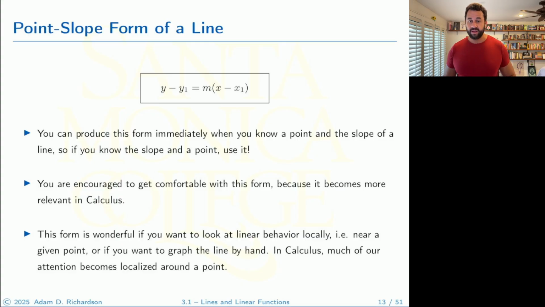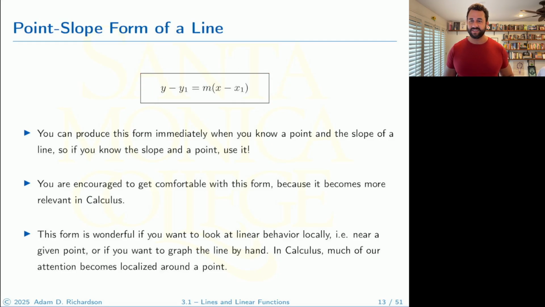All right, now, a couple notes about this particular form. You can produce this form immediately, like instantly, when you know a point and the slope. So if you know the point and a slope, use it. And I'm saying that very, very, very emphatically. Use it. If you know a point and you know the slope of the line, just use this form. You don't need to do any more manipulations. This is a valid form of a line.